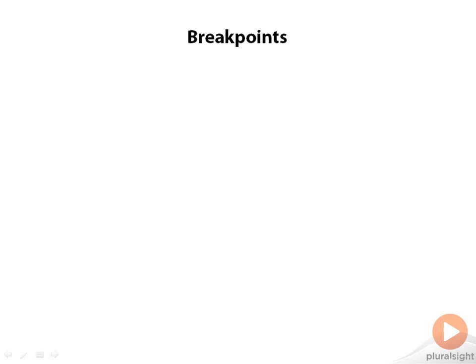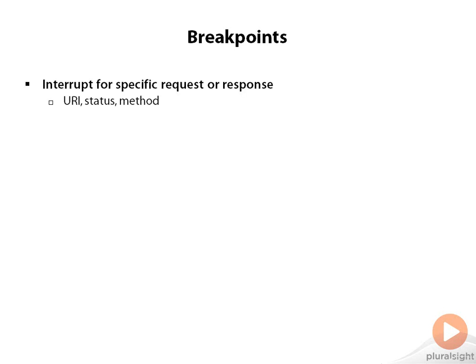Breakpoints give you the capability in Fiddler to stop a request before it's actually sent to the server, or stop a response before it's actually sent down to the browser, so you can make modifications. There's multiple ways that you can set it, but you can interrupt for either requests or responses based on the URI, the status, what method you would use, a get or a post.